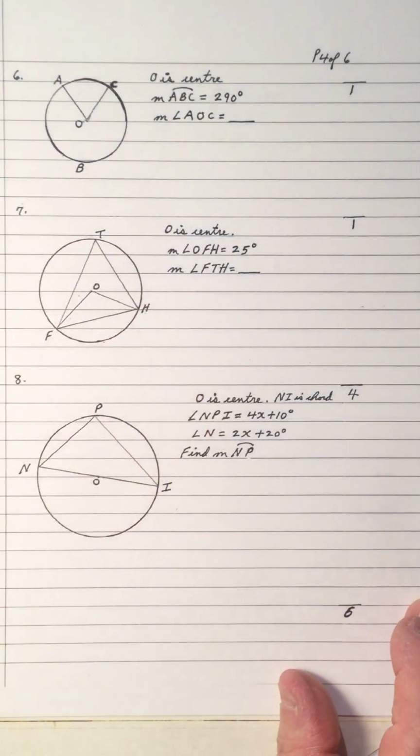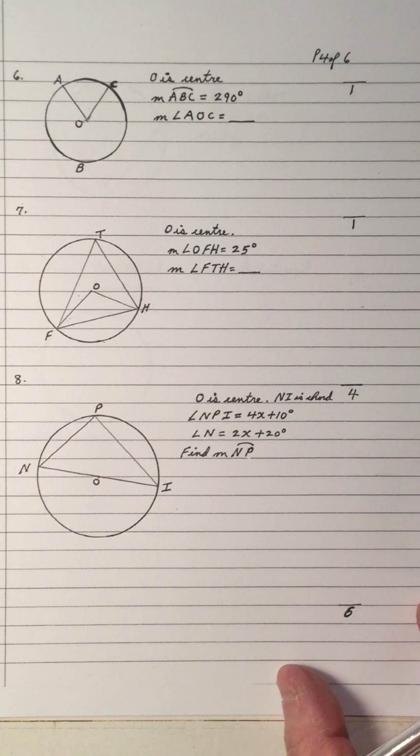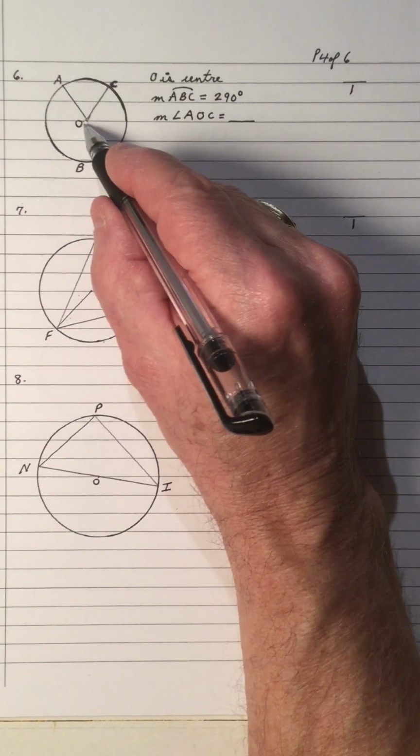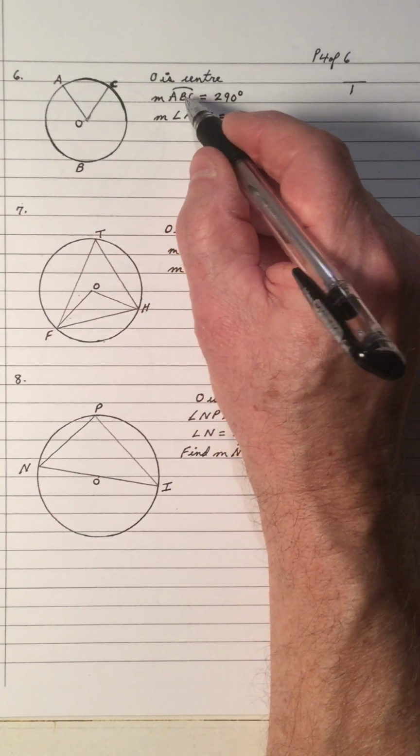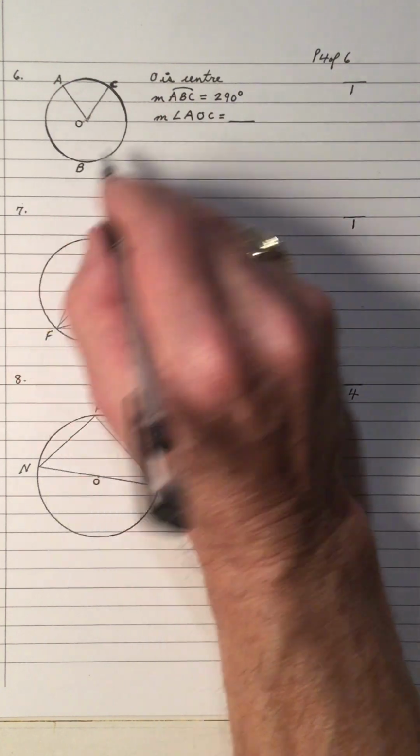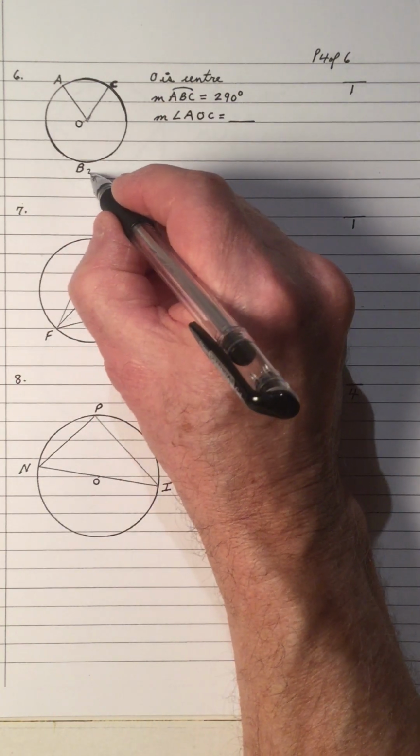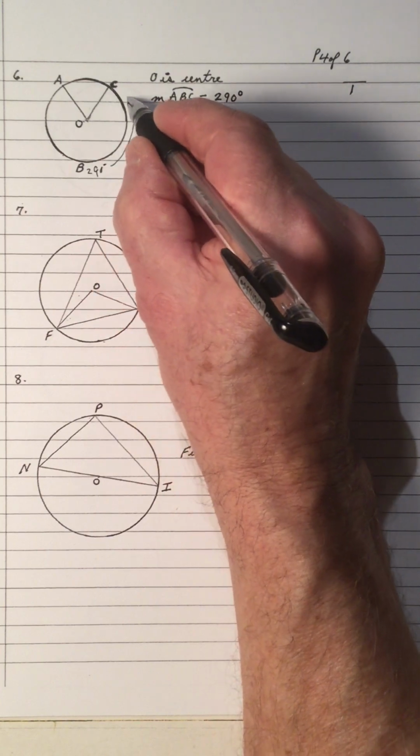Okay, let's continue. Number 6, we have a circle. It says O is the center. The measure of the arc AB is 290. So the measure of the arc ABC. So 290 is the measure of this arc right here.